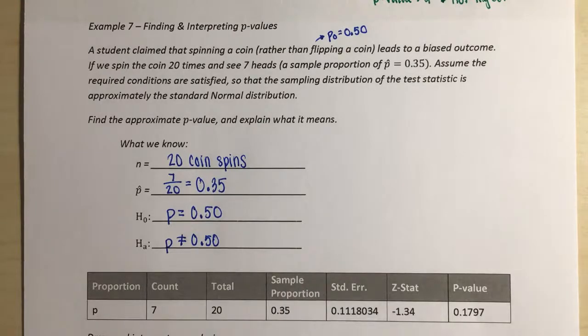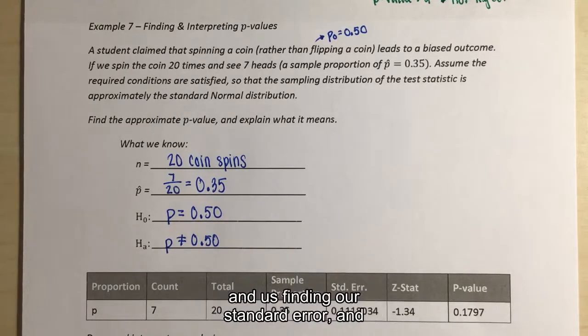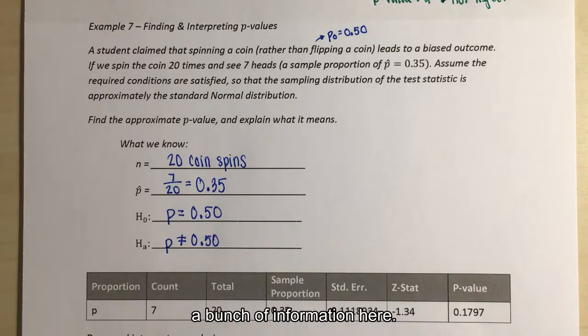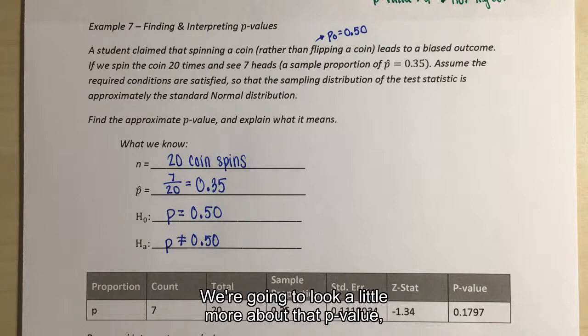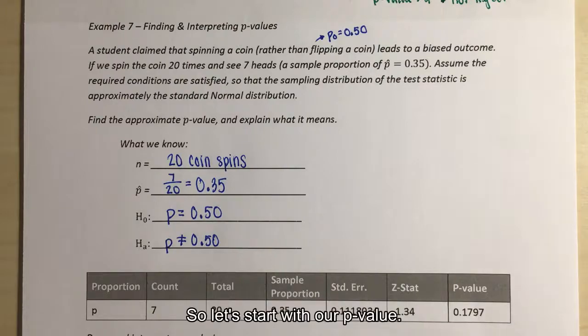Right, so technology was used, and instead of us finding our standard error and our z-value and our p-value, technology was used and we're given a bunch of information here. So our p-value that we see here is about 18%. We're going to look a little bit more at that p-value, and then we're going to draw and interpret a conclusion. All right, so let's start with our p-value.